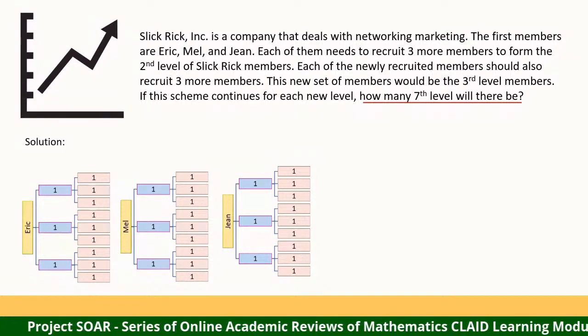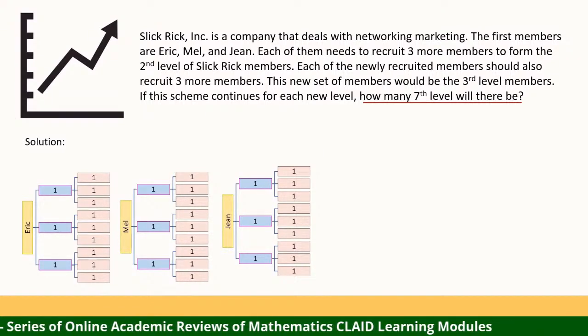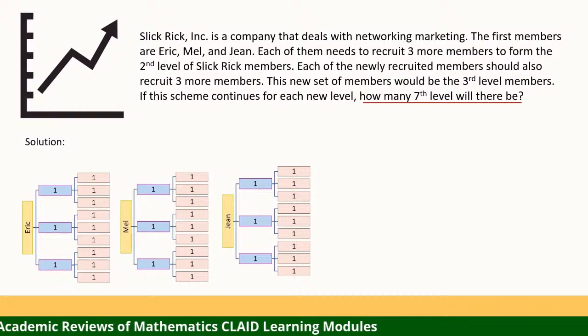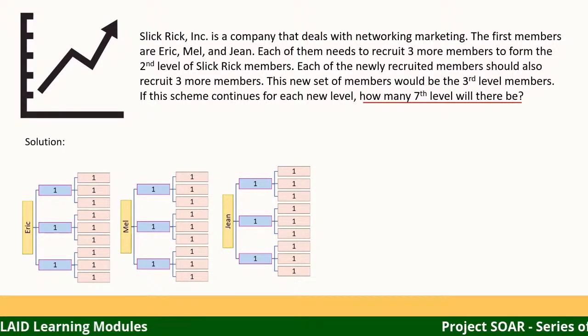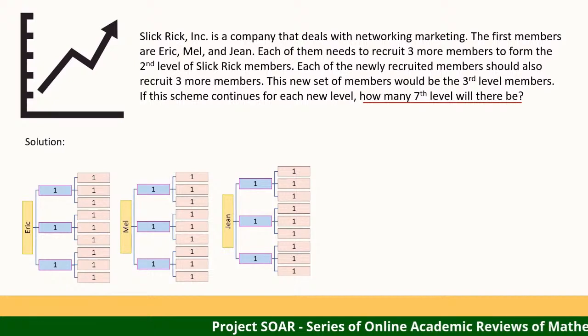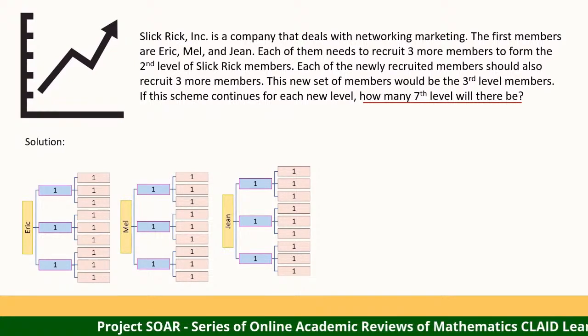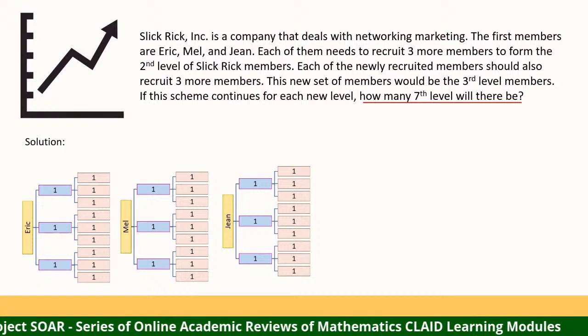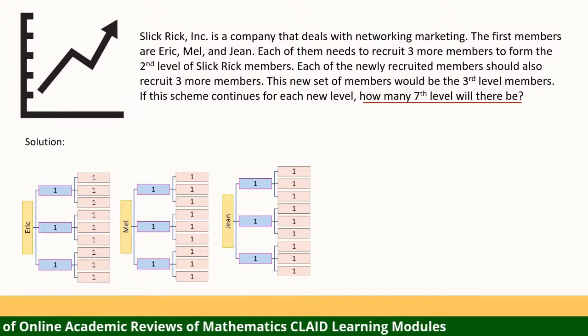Ito namang second level ay kailangan na makakuha rin po sila ng tatlong recruit. Okay? So we have si second level, may nakuha ulit siyang tatlo. Ang pangalawa sa second level ay may nakuha ulit tatlo.